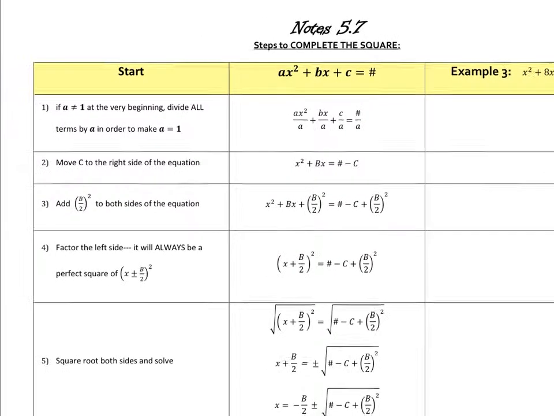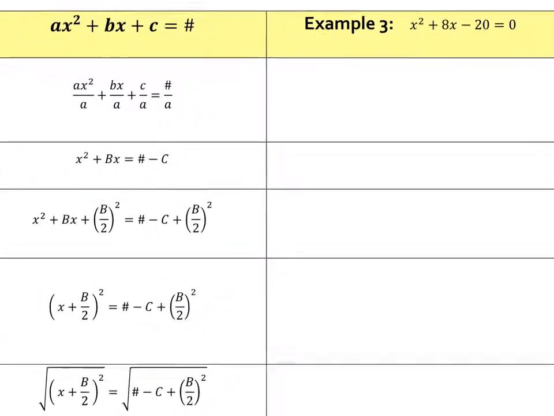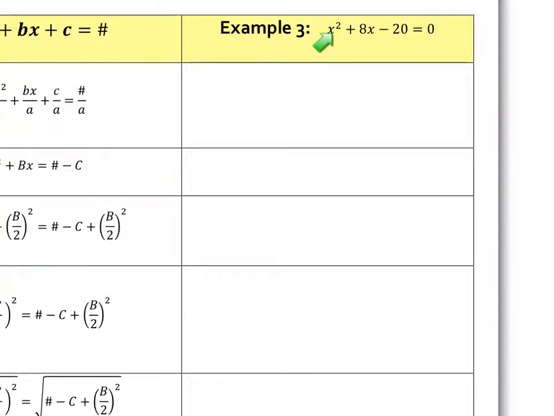Step 1, we need to make a equal 1. It says if a does not equal 1, at the very beginning, divide all terms by a in order to make a equal 1. And that looks like this. Everything's divided by a. But the question you ask first is, does a equal 1? So over here, what does a equal? 1. So we get to skip step 1 for this problem. A equals 1.